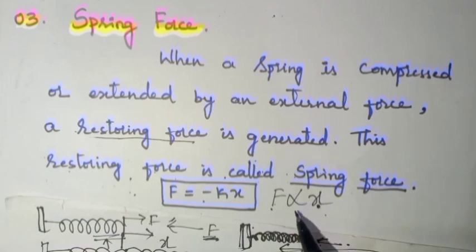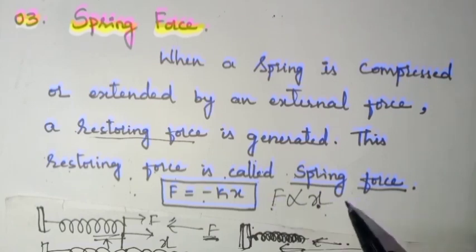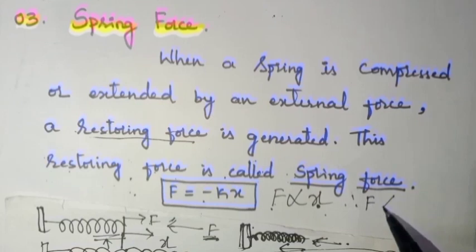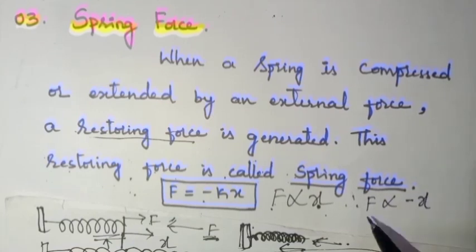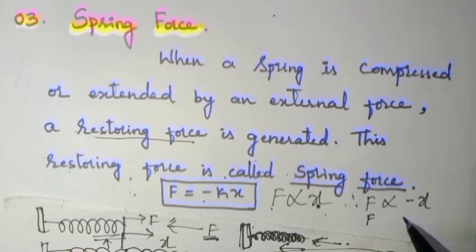After the removal of force, the displacement will be opposite to the direction of force. So we write it as F is directly proportional to minus x. To remove the proportionality constant, I will introduce a constant term, k, and hence I will write F is equal to minus kx. k is the proportionality constant, and hence this is the formula of spring force. Is it clear? I hope you have understood the spring force.